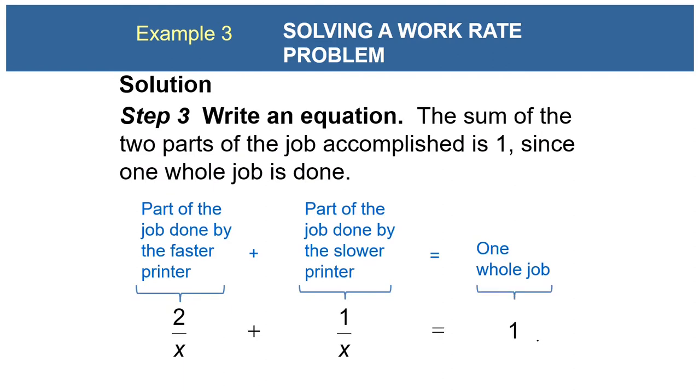In step 3, we're going to write an equation. The sum of the two parts of the job accomplished is 1, since one whole job is done. The work done by the faster printer is 2 over x, and the work done by the slower printer is 1 over x. And this has to be equal to 1, because we're completing one job.